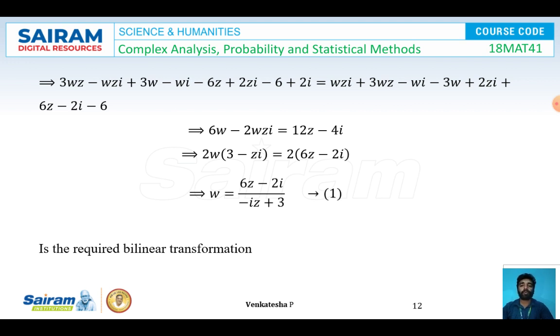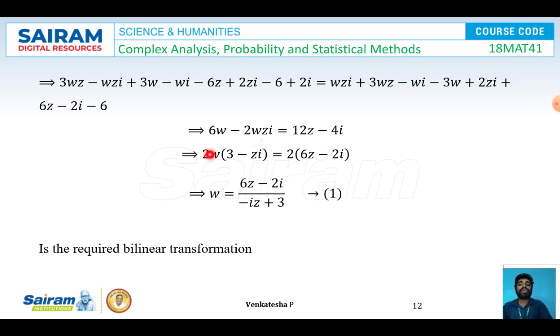So this has been obtained by shifting this minus 3w to LHS, and shifting this wzi to LHS, and shifting this minus 6z to RHS, and shifting this plus 2i to RHS. So I got this equation. Now from this one I'm taking 2w as common factor, and from this one I'm taking 2 as common factor. I got 2w into (3 minus zi) is equal to 2 into (6z minus 2i).